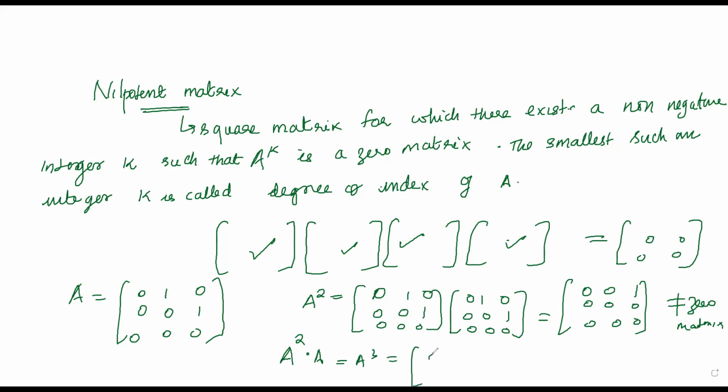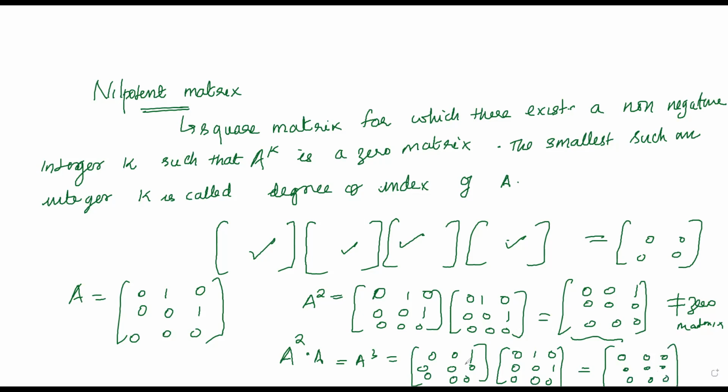Then notice that 0, 0, 1, 0, 0, 0. A square, I already have the answer. 0, 0, 0 into one more time A. 0, 1, 0, 0, 0, 1, 0, 0, 0. So when you multiply this, you are getting the answer as 0, 0, 0, 0, 0, 0, 0, 0, 0.